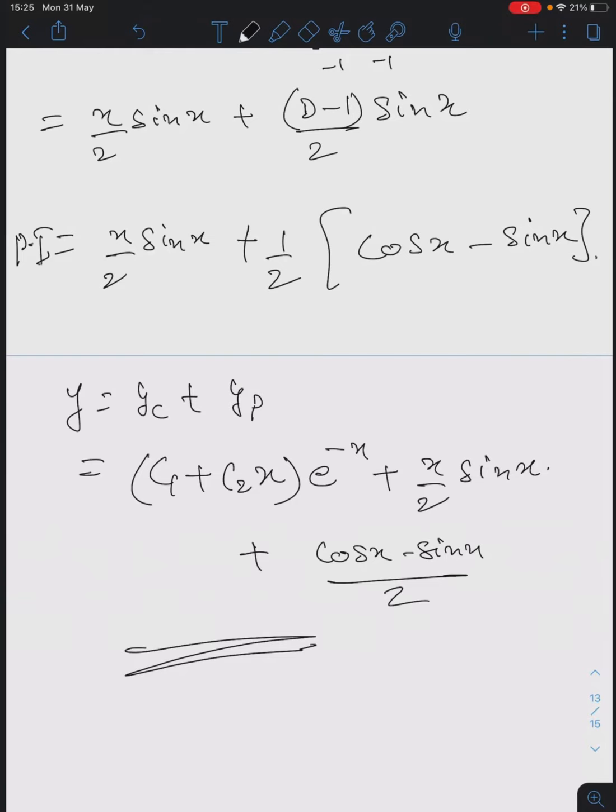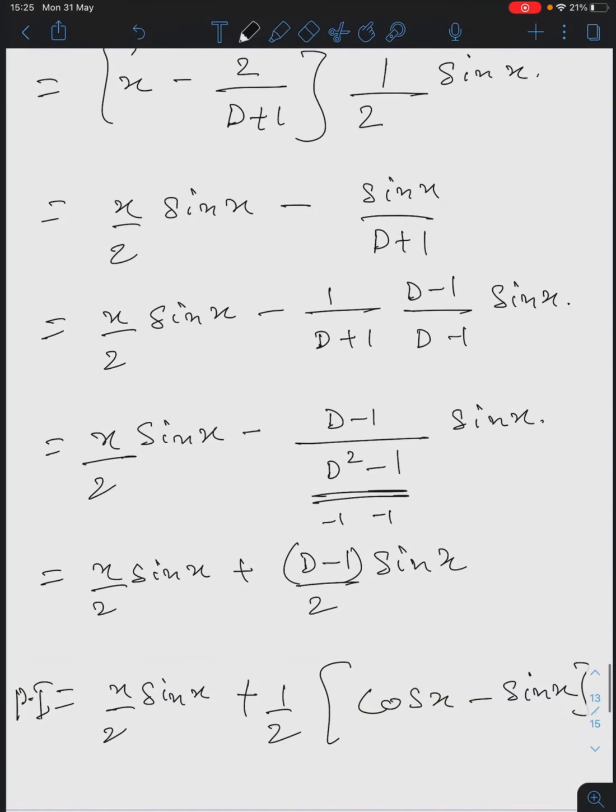Understood how to apply the formula? How to solve it when you have x to the power m, x to the power 1, multiplied with some function? This is the procedure. Understood this thing? Yes, ma'am. Okay.